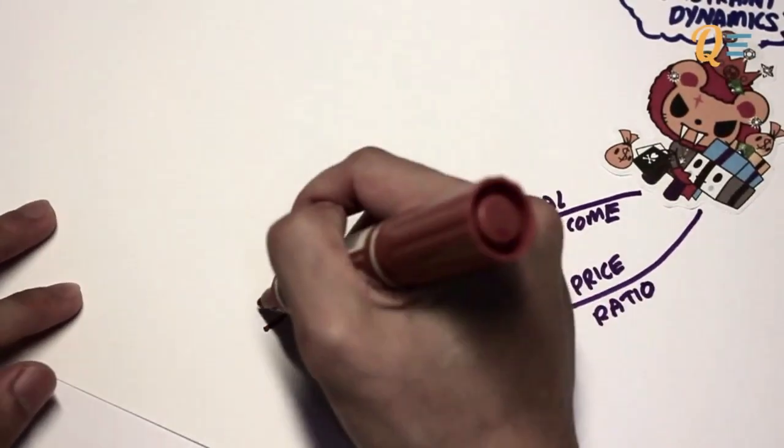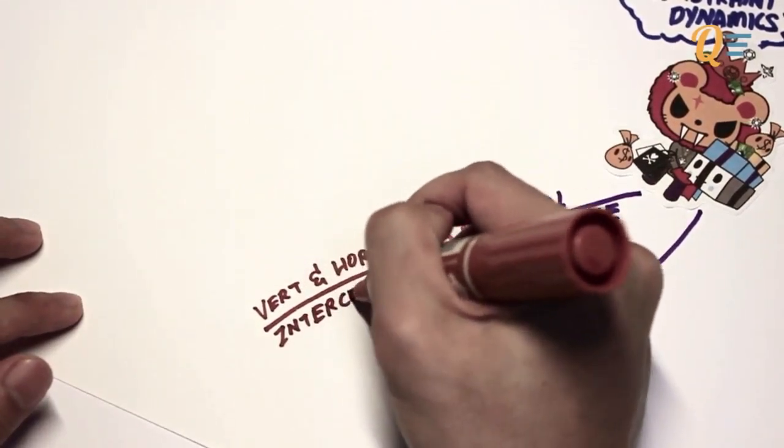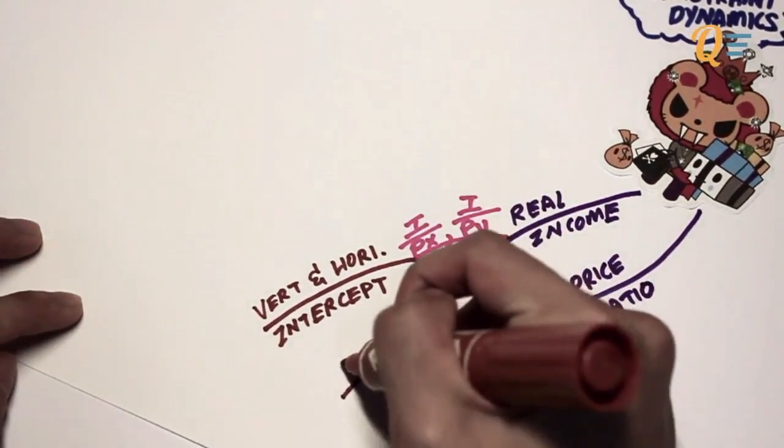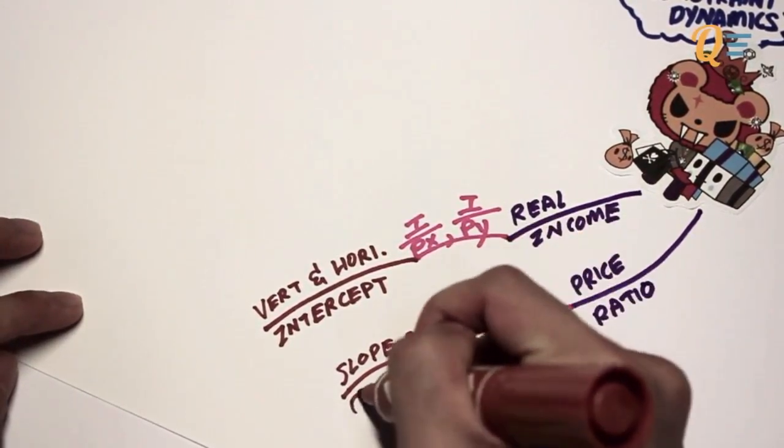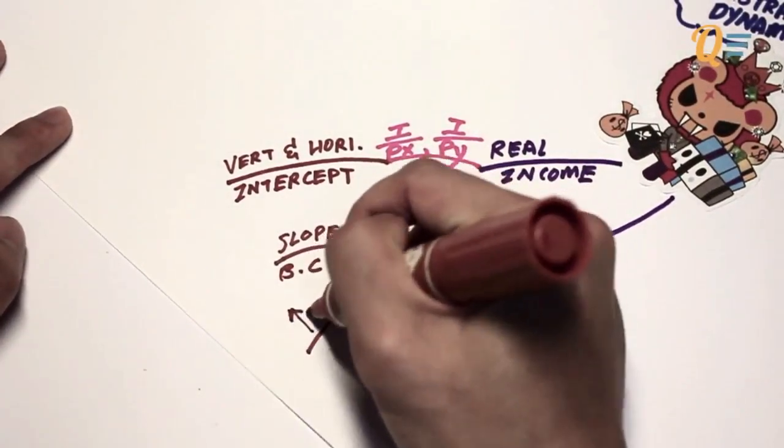The real income helps you identify whether the vertical and the horizontal intercepts change. And the price ratio is extremely useful to help you determine whether the slope of the budget constraint has changed after some dynamics.